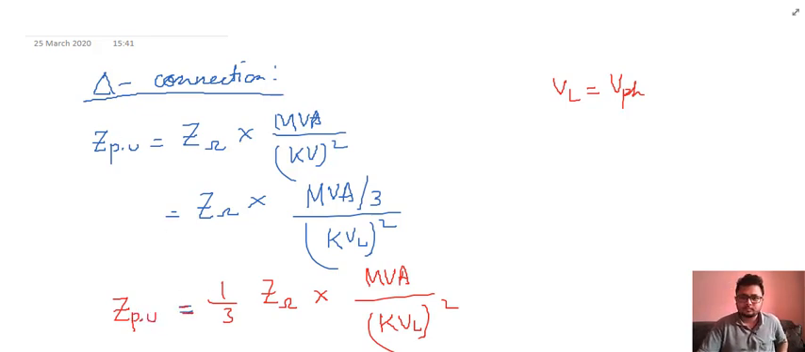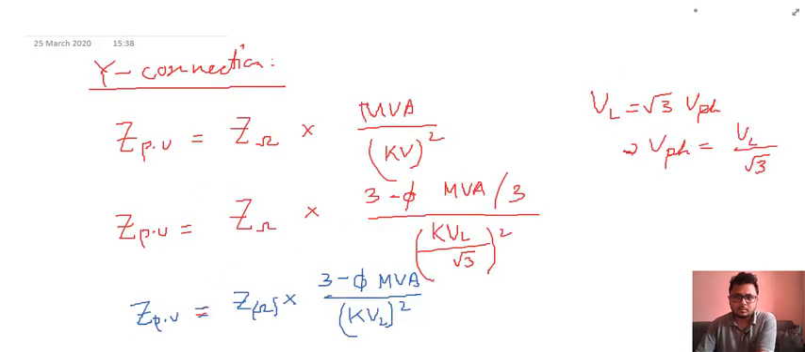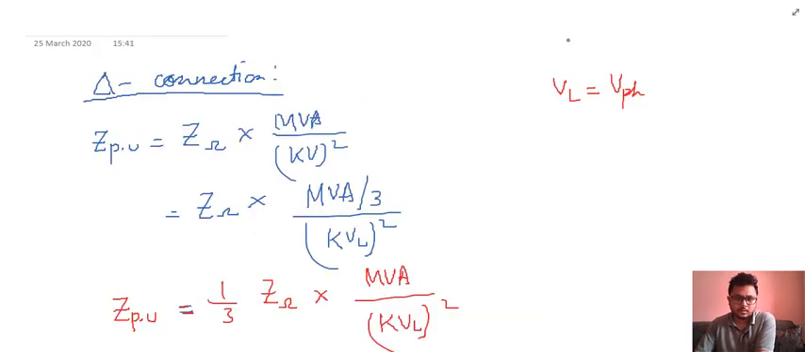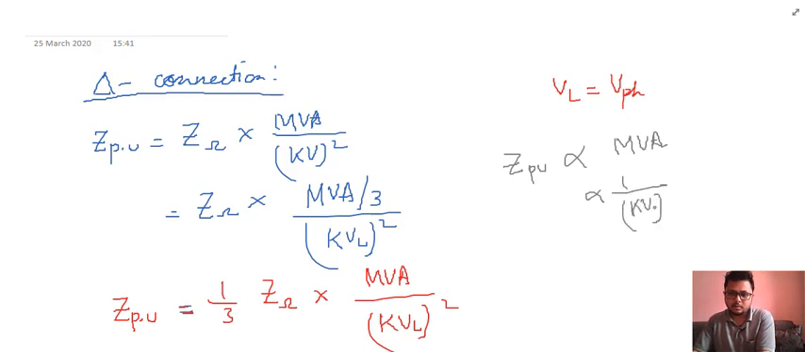Okay, so from the two types of connections, what we actually got, you see, is that whatever be the type of connection, your Z per unit is directly proportional to MVA, mega volt ampere, and inversely proportional to kV square.